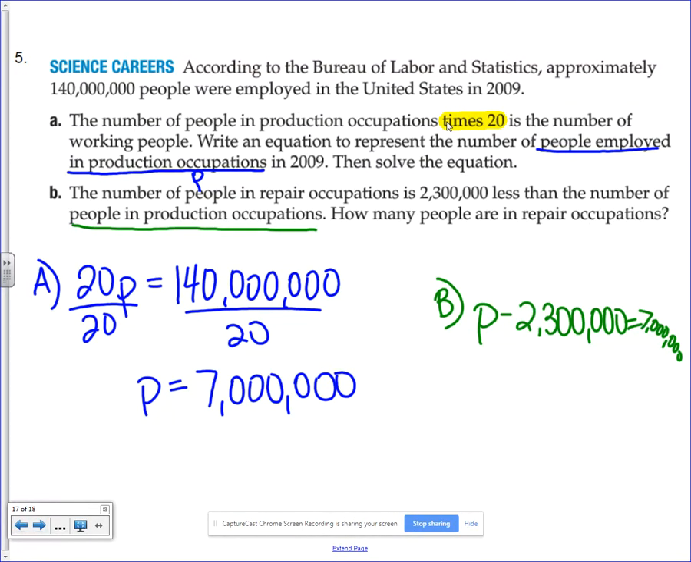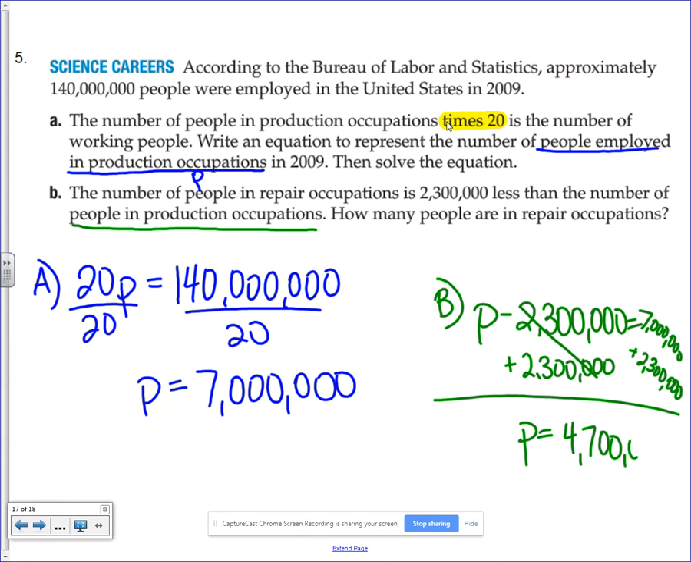So I had to use my answer from part A in order to be able to calculate part B. Well, in order to isolate in part B, we're going to add this over. Sorry, I'm running out of room here, guys. So the repair occupations number equals, and you would get 4,700,000.